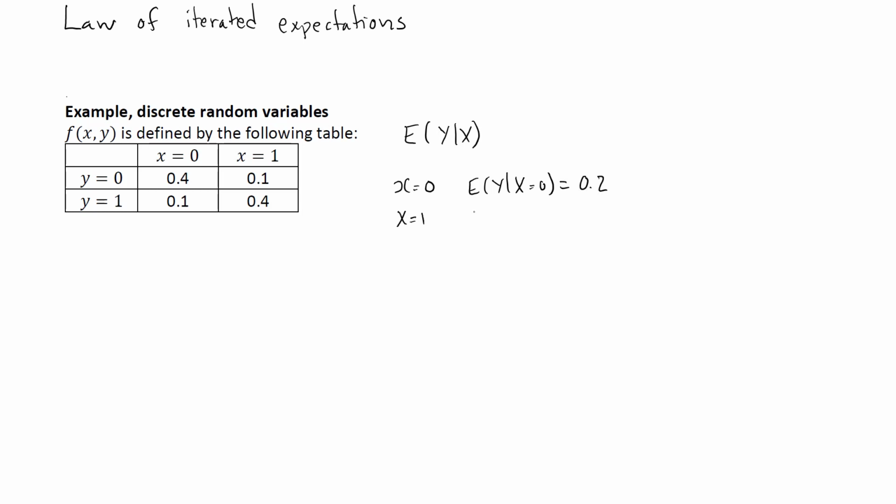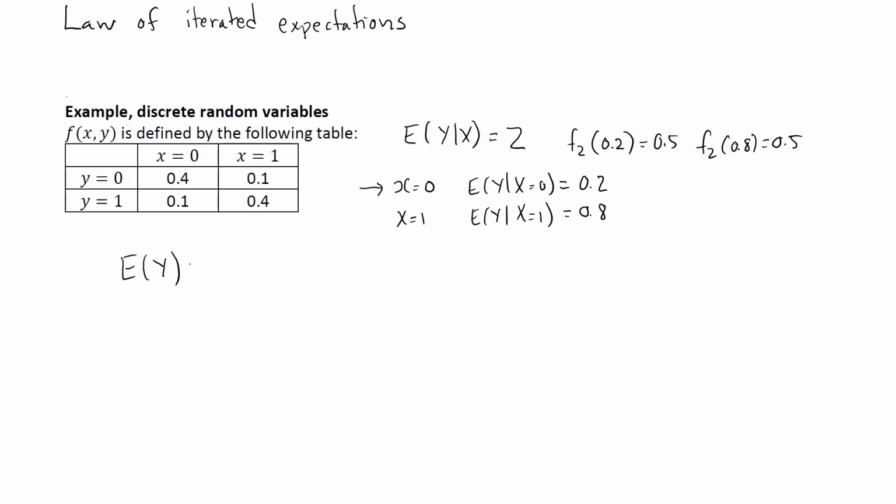And for x equal to 1, we see that the expected value of y conditionally on x equal to 1 is 0.8. So the expected value of y given x, which we can rename to a new symbol, let's say z, has a probability mass function where the probability that it takes 0.2 is 50%. That's the probability that x is equal to 0. And the probability that it takes 0.8 is 50% as well. The unconditional expected value of y is easily calculated to be 0.5.